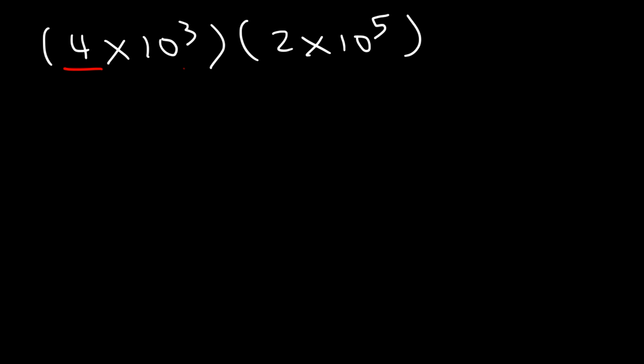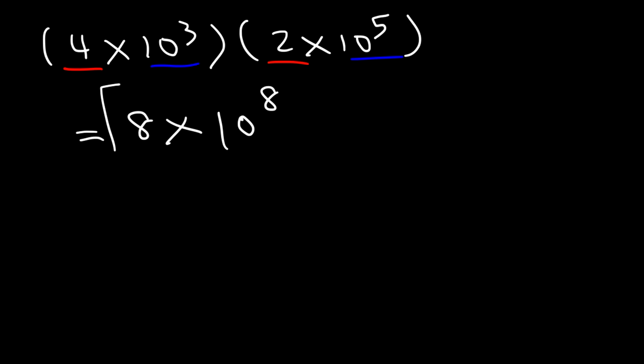First, multiply 4 by 2. 4 times 2 is 8. And then multiply 10 to the third by 10 to the fifth. When you multiply by a common base, you need to add the exponents. So 3 plus 5 is 8. So the answer is 8 times 10 to the 8.